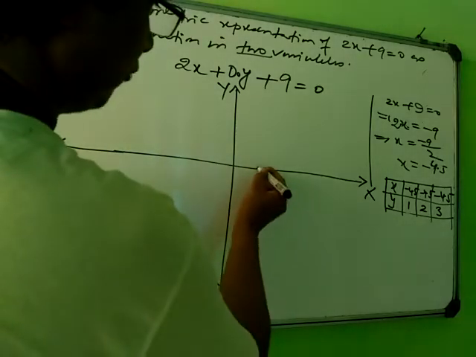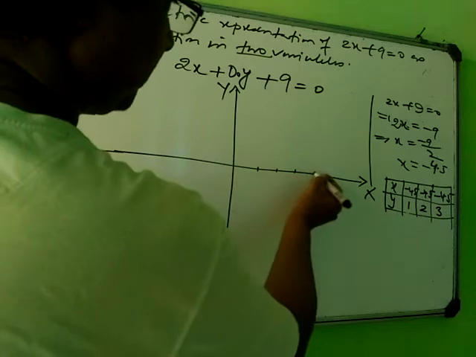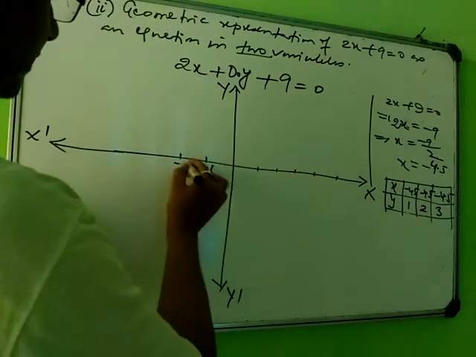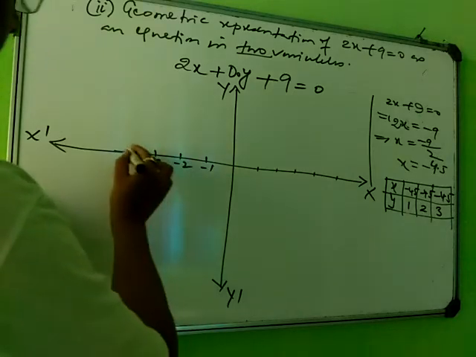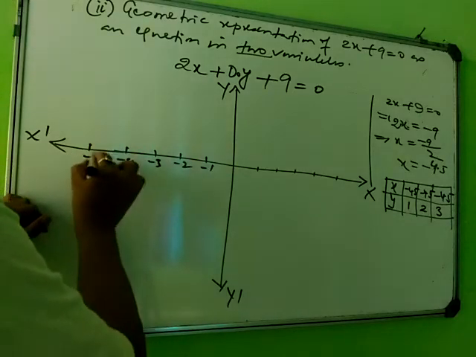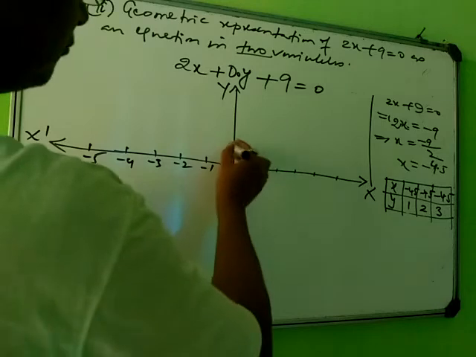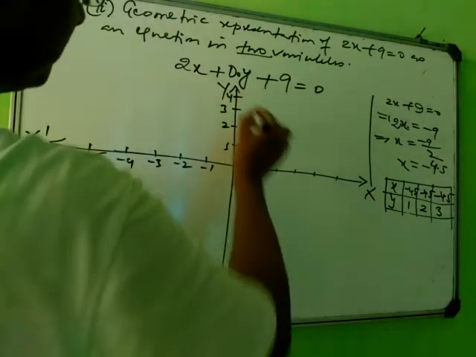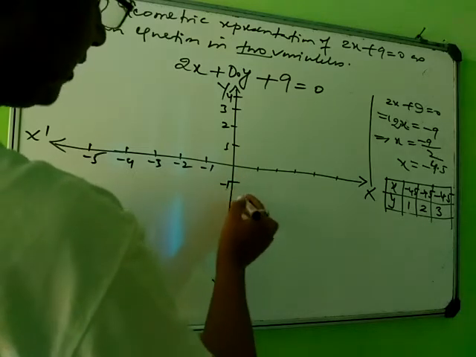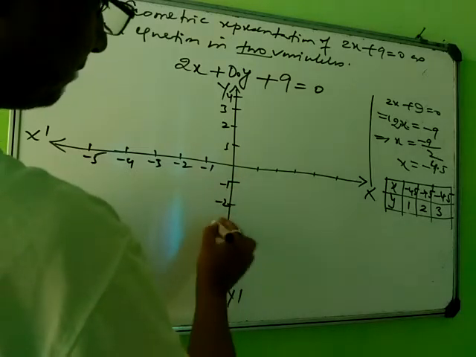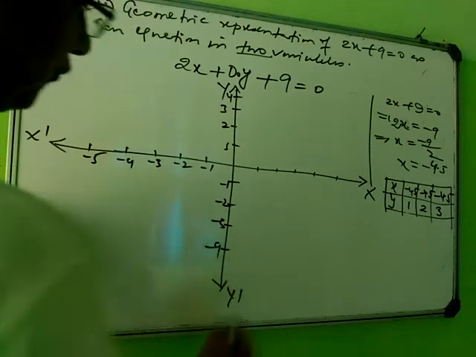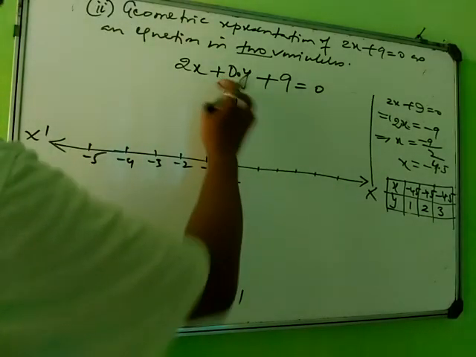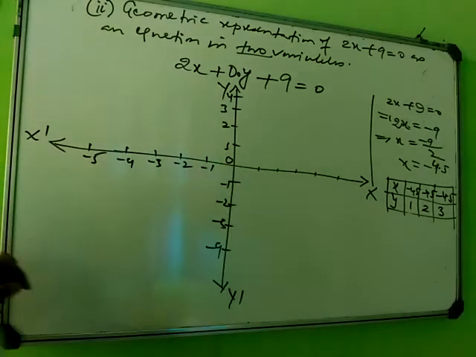Now here 1, 2, 3, 4, 5, and here minus 1, minus 2, minus 3, minus 4, minus 5. Then here 1, 2, 3, 4. So it will be minus 1, minus 2, minus 3, minus 4. It will go this way. So x dash, y dash, this is the origin.